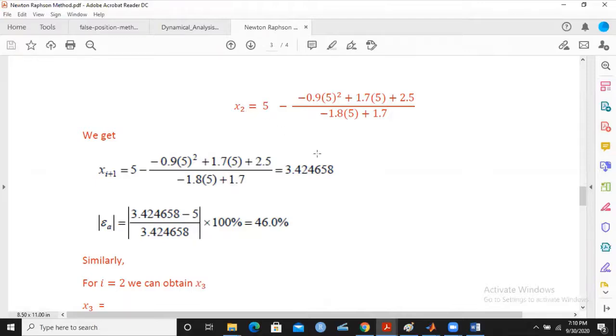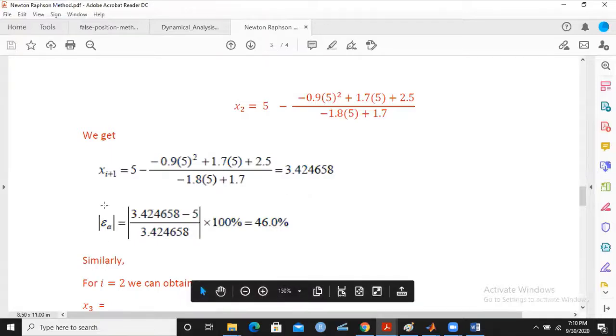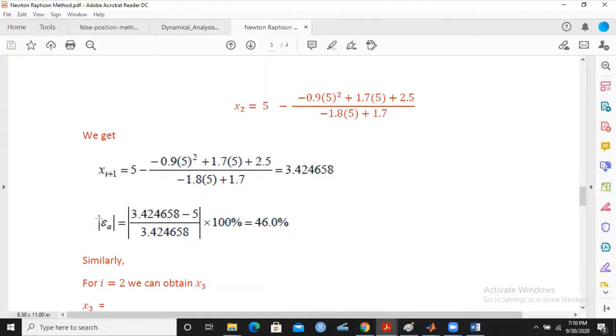That's great. So now from x1 and the Newton-Raphson formula, you have obtained x2. From x2 and the formula, you will obtain x3 and so on. You can see the approximate relative error. In this question, I have not given you the exact answer, so you will not go for the true relative error analysis. You will go for the approximate relative error.